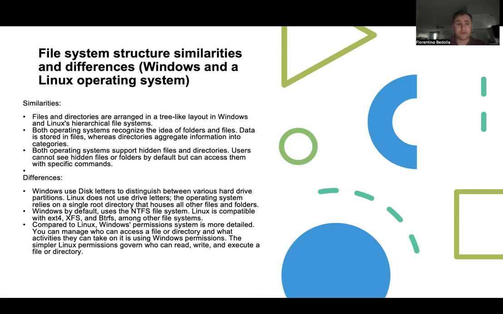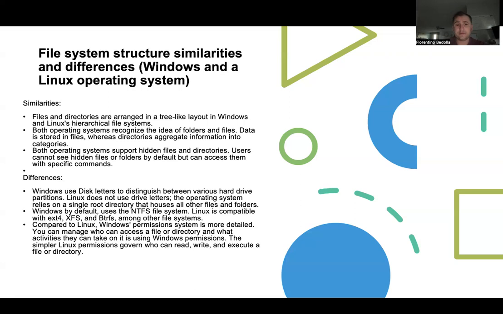Differences: Windows uses drive letters to distinguish between various hard drives and partitions, while Linux, on the other hand, does not use drive letters. The operating system relies on a single root directory that houses all of its files and folders. Windows by default uses the NTFS file system, while Linux is compatible with ext4, XFS, and BTRFS, among other file systems, which makes it a lot more diverse.